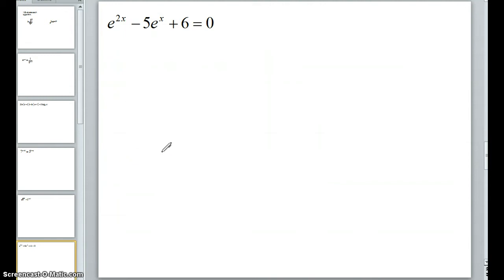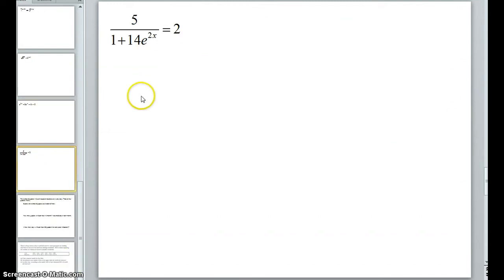Next one. Let's go down the slides. Here we go. This looks kind of like a logistic expression. So I'm going to multiply both sides by this denominator. You can also think of it as cross multiplying. So we're going to have 5 times 1, and I'm going to have 2 times 1 plus 14 e to the 2x.